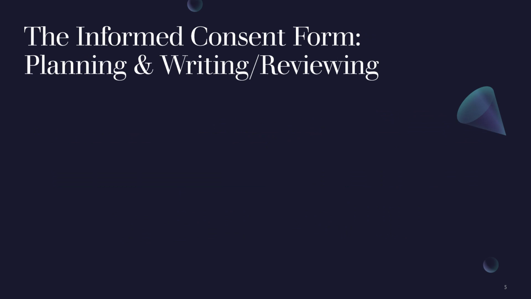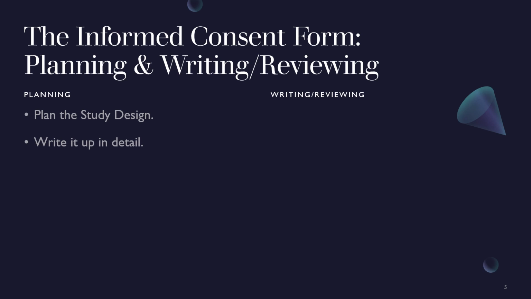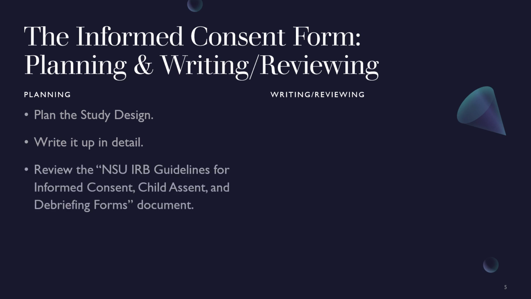The informed consent form: planning, writing, and reviewing. Under planning, the first thing you're going to do is plan the study design. Then you're going to write it up in detail and review the NSU IRB guidelines for informed consent, child assent, and debriefing forms document. And write an outline for the consent form.